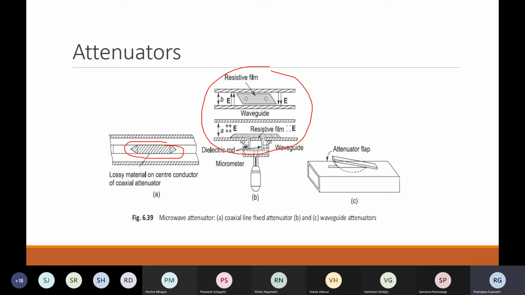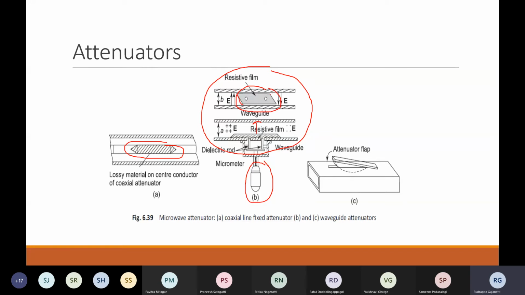In order to do that, a screw gauge is attached, and by movement of the screw gauge, this resistive element moves towards the center of the waveguide. As it is moving, it introduces more and more resistive element into the waveguide. If that is happening, more and more attenuation will be introduced.